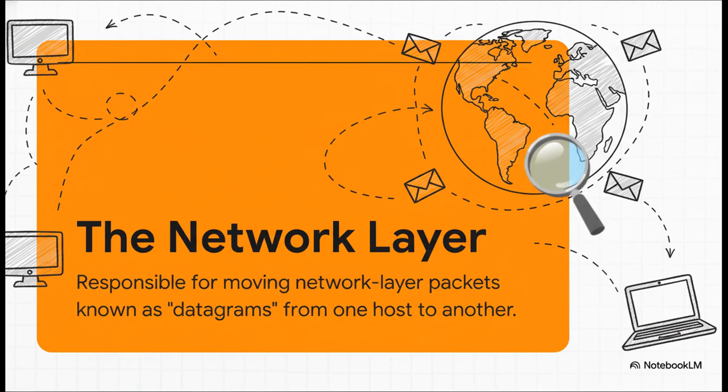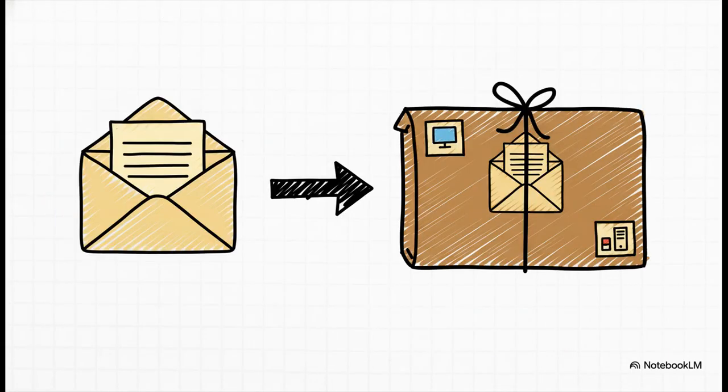Right below the transport layer is the network layer. Now, if the transport layer was like the inter-office mail, this is the global postal service. Its one and only job is to get your data from your computer to the destination computer, no matter where on Earth it is. And to do that, it takes our little segment and puts it inside yet another package, this one called a datagram. And on this outer package, it writes the full mailing address for the whole world to see, the IP address of your computer and the IP address of the destination.